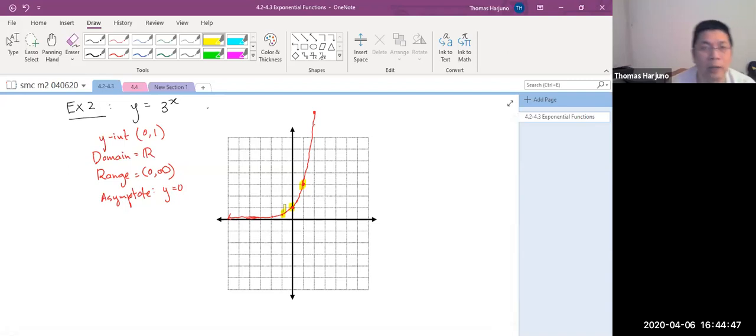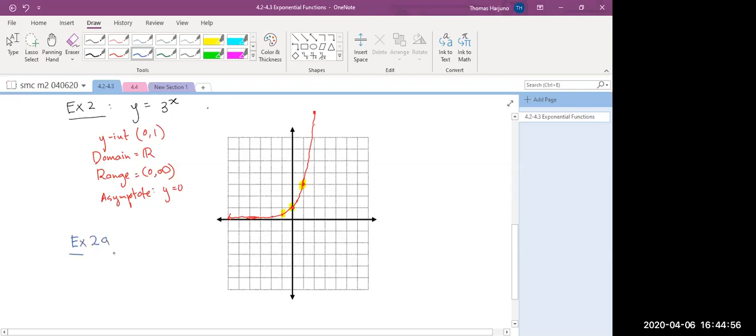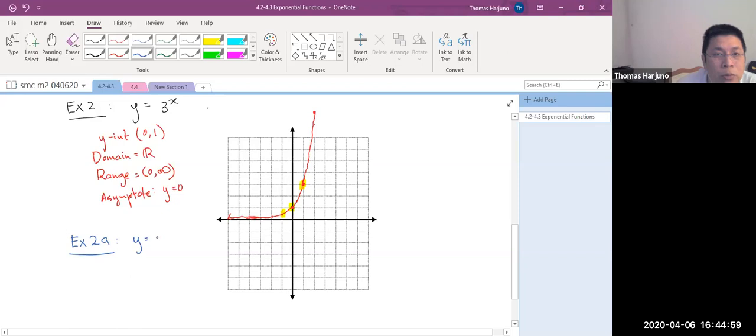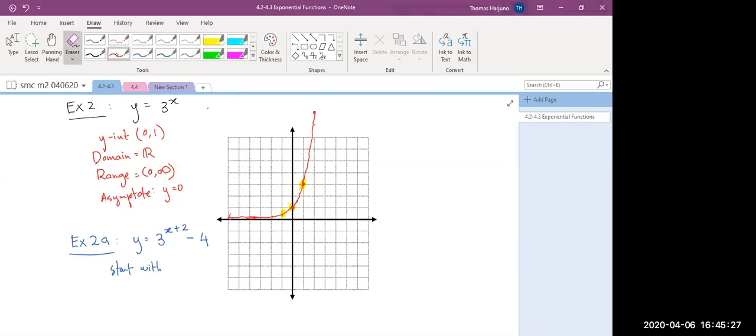Now, why do I need that? Because imagine if I modified the question to become, for example, example 2a, y equals 3 to the x plus 2 minus 4. Now, what will happen? The way we think is, I start with 3 to the x, which is the graph we have above.